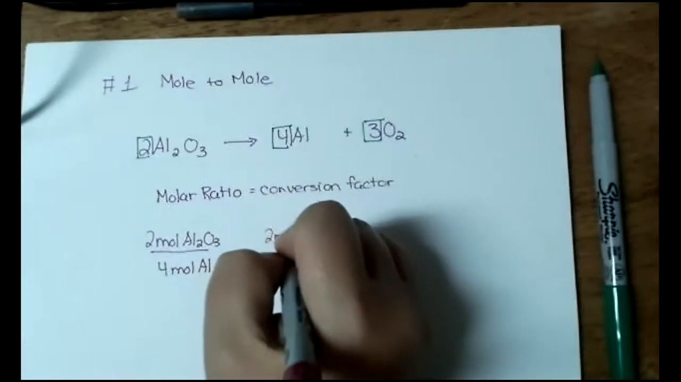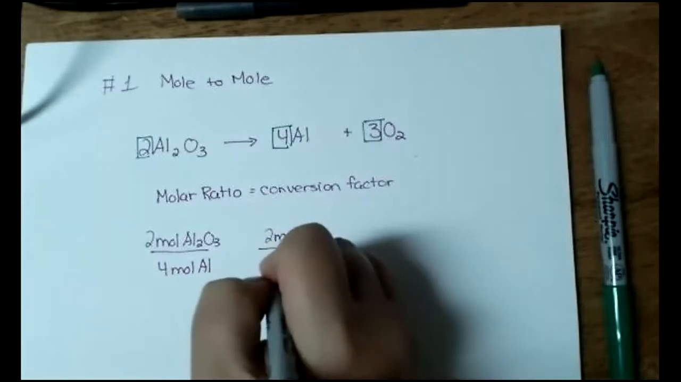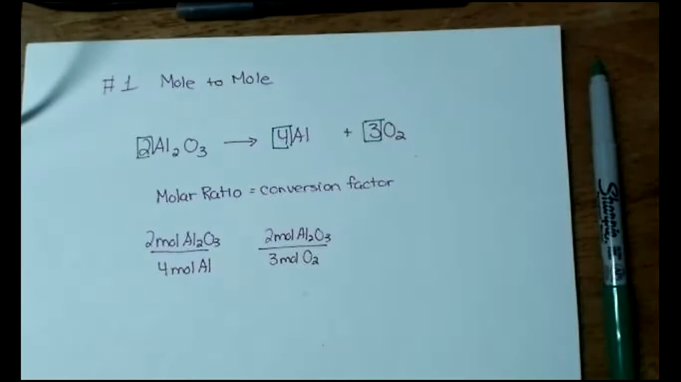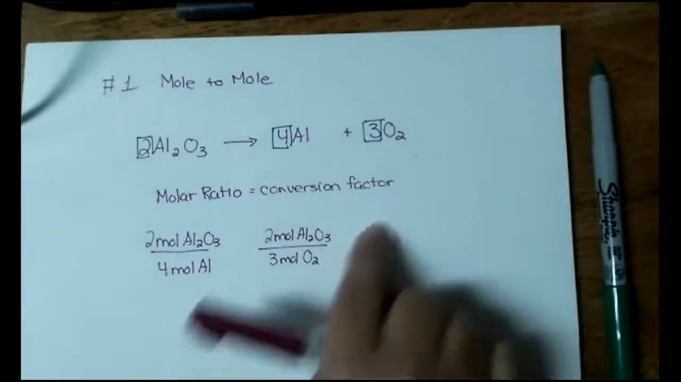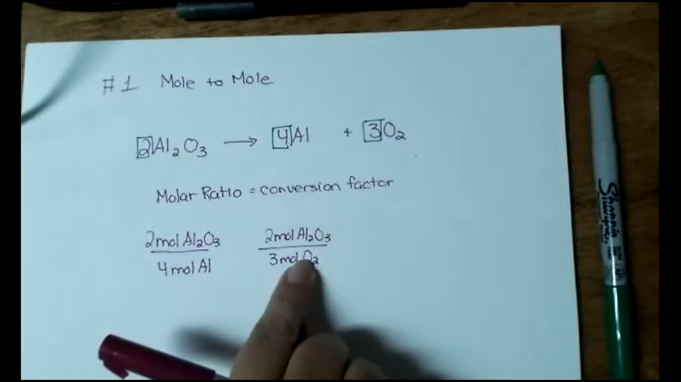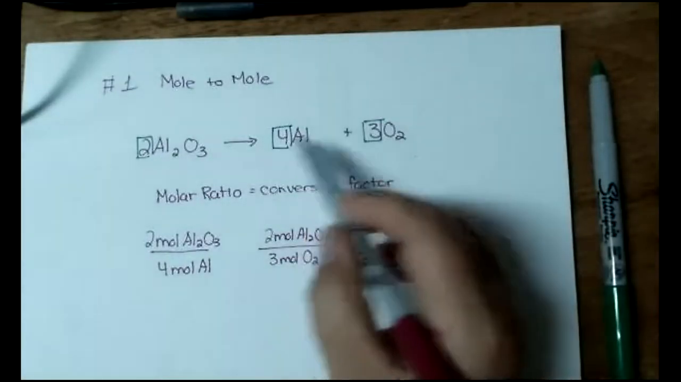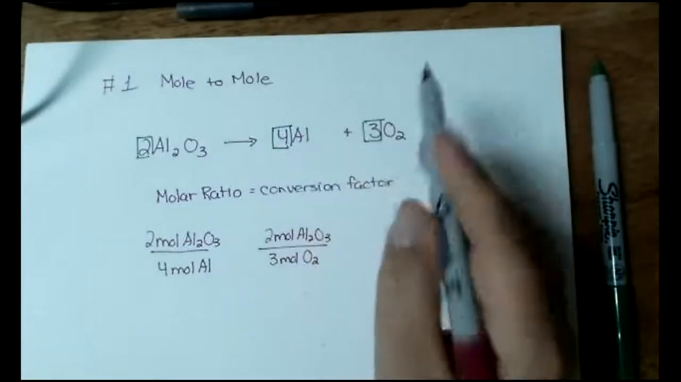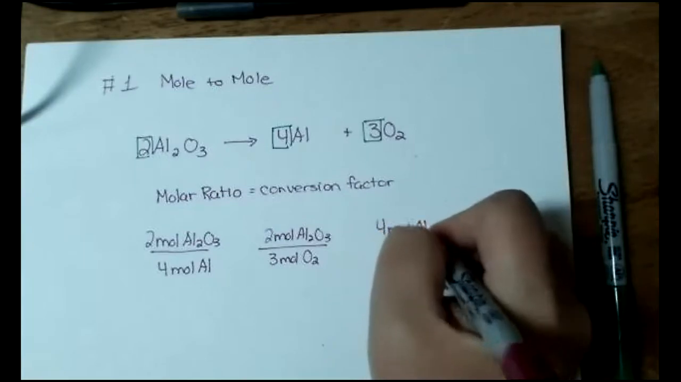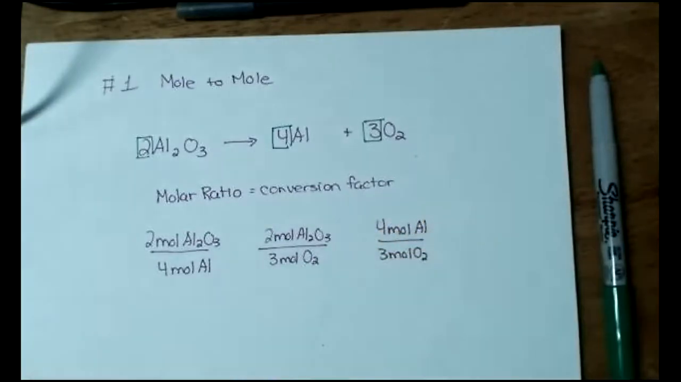I have a conversion factor of 2 aluminum oxide to 3 oxygen: 2 moles of aluminum oxide and 3 moles of O2. And once again, I can flip this. I can put the 3 moles of O2 on top, the 2 moles of Al2O3 on the bottom. And then there's one other conversion factor. I can compare my two products in this case: 4 moles of aluminum and 3 moles of O2.